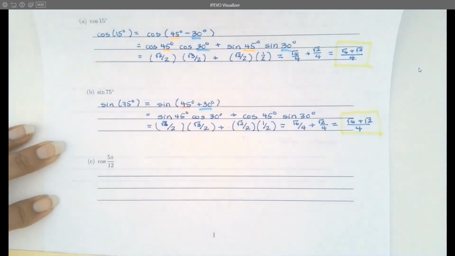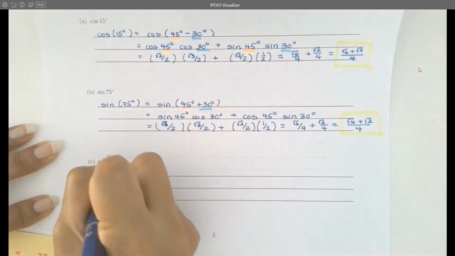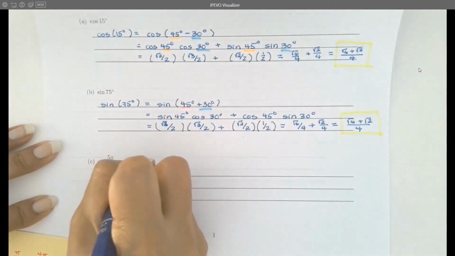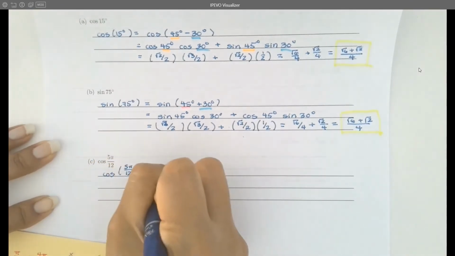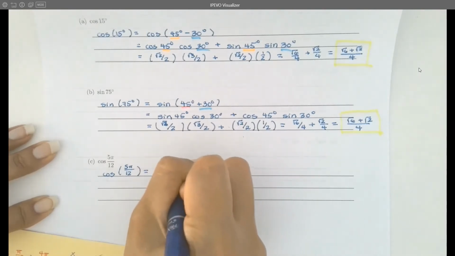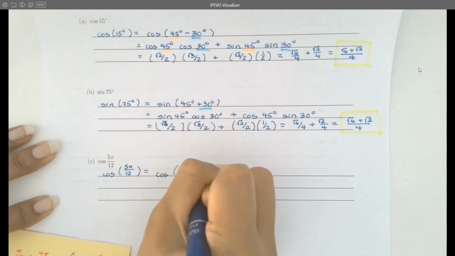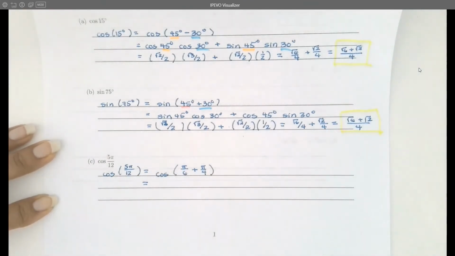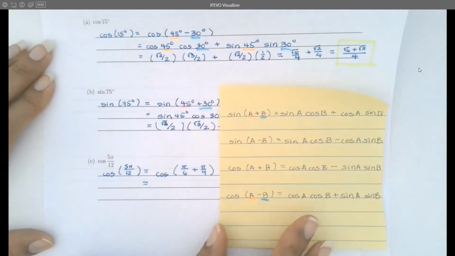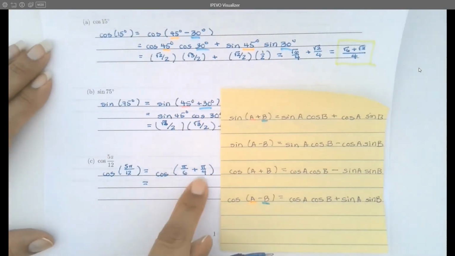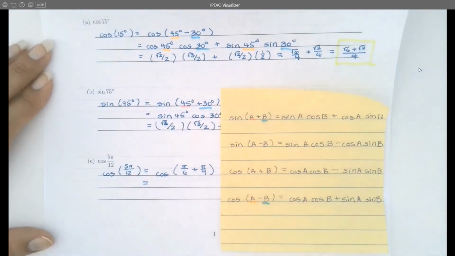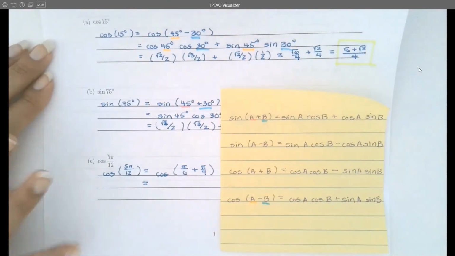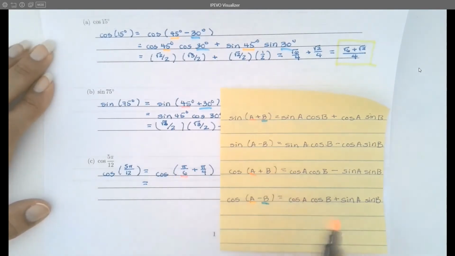So coming back here, I'm going to write that cosine of 5 pi over 12 is the same as taking cosine of pi over 6 plus pi over 4. And now we'll go back to our formulas and identities. The formula that best fits the form we have here is cosine of a plus b, where a is the pi over 6 and b is the pi over 4.